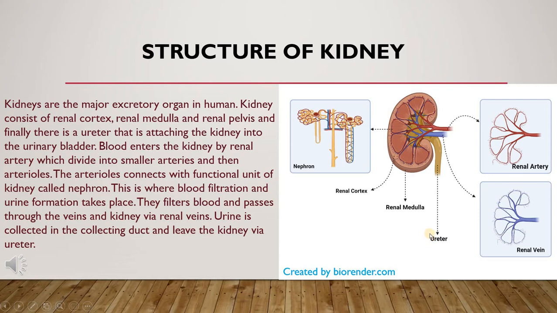Blood enters the kidney by the renal arteries and after filtration it leaves through the renal veins. The renal artery in the kidney divides into smaller arteries and then arterioles. The arterioles connect with the functional unit of the kidney called nephrons. This is where blood filtration and urine formation take place. The filtered blood then passes through the veins and leaves the kidney via the renal veins. The urine is collected in the collecting duct and leaves the kidney via the ureters.